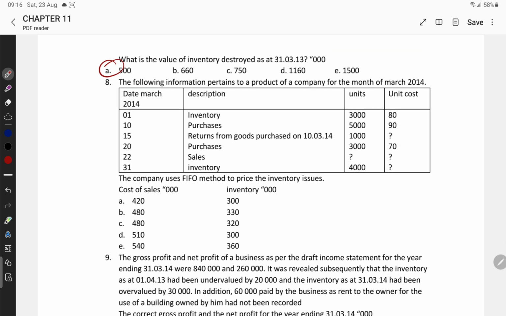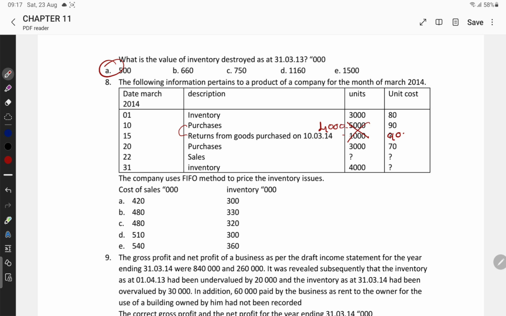Okay, so the following information pertains to a product of a company for the month of March 2014. The company uses FIFO method to price the inventory issue, cost of sales and closing inventory. So we had opening balance, we purchased, then we returned the goods purchased on 10th of March. Then purchase, sales, inventory. So we purchased 5000, we have returned the goods purchased on this lot, means the purchase return unit cost is 5000. So simply 5000 I purchased, I returned 1000, means we technically purchased only 4000 units.